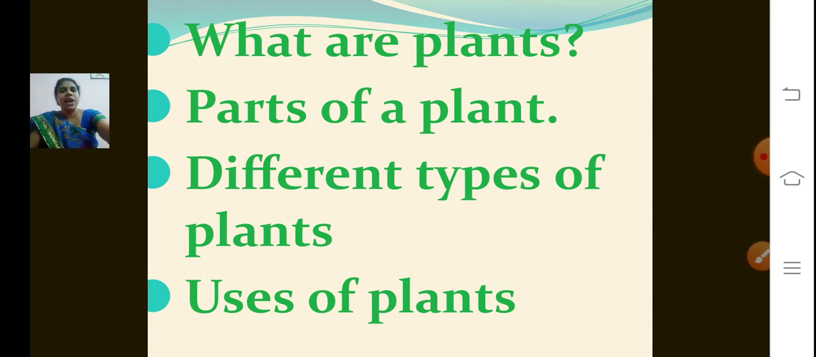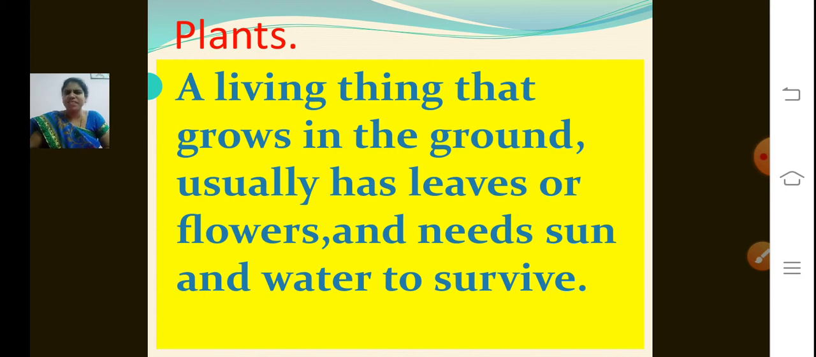Yes. Now tell me, what are plants? Where will the plant grow? Yes, we'll see that now. A plant is a living thing, right? It is a living thing that grows in the ground. Where does it grow? In the ground, down, right? Usually it has leaves or flowers. What is the color of a leaf? That we will see now.